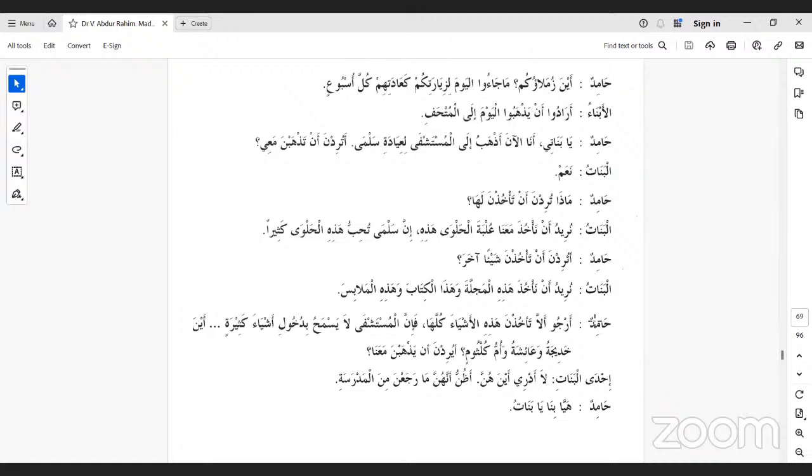Daughters, we want to take with us this tin of sweets. Surely Salma loves this sweet meat a lot.